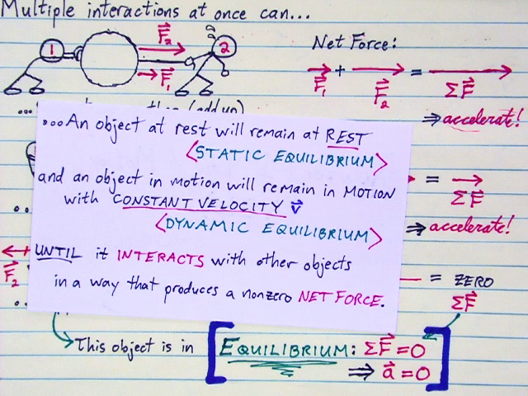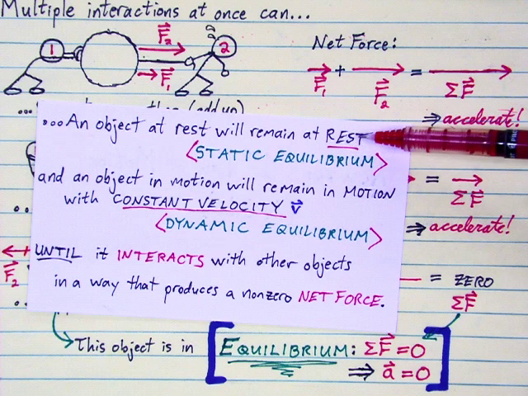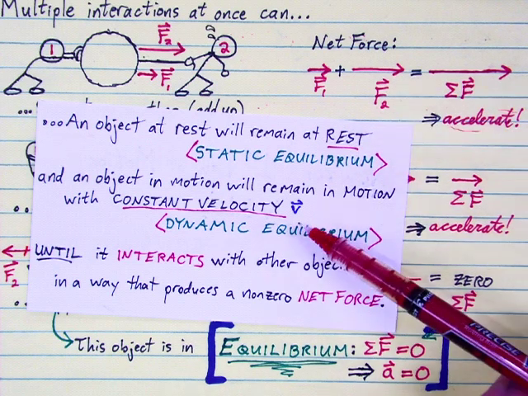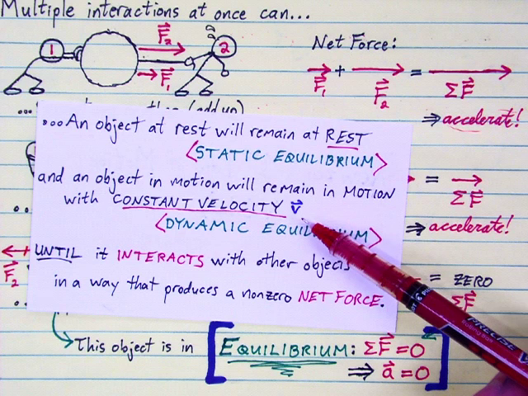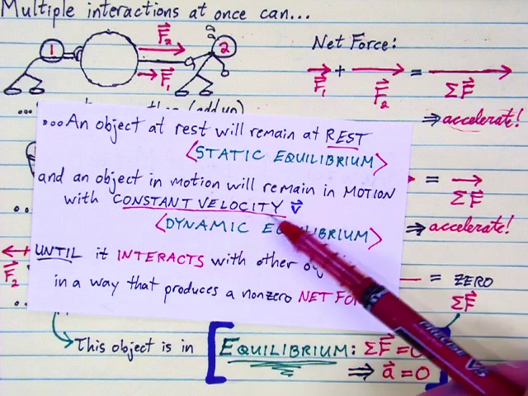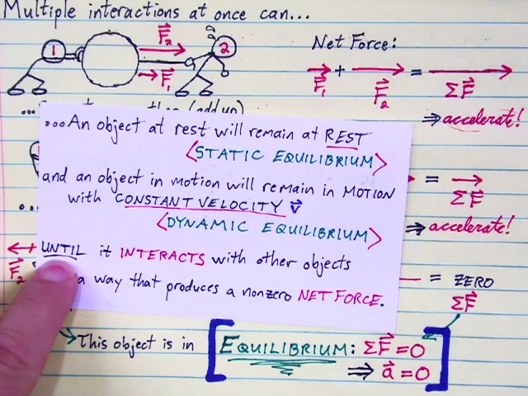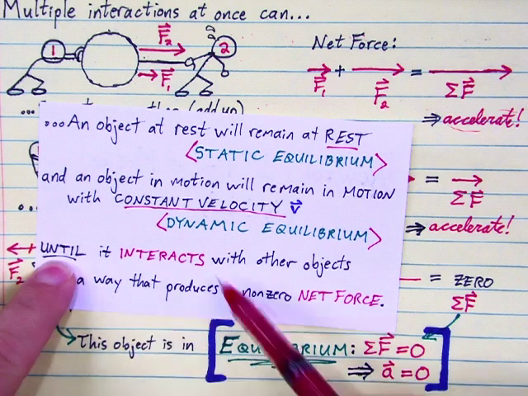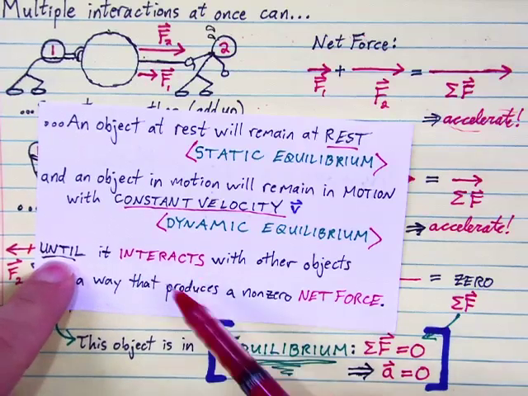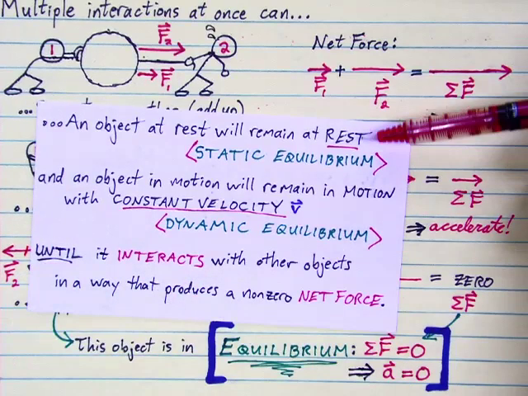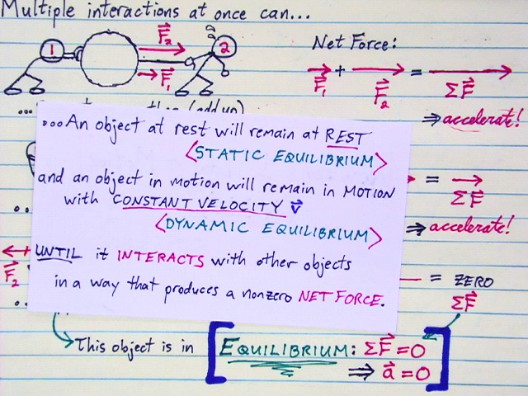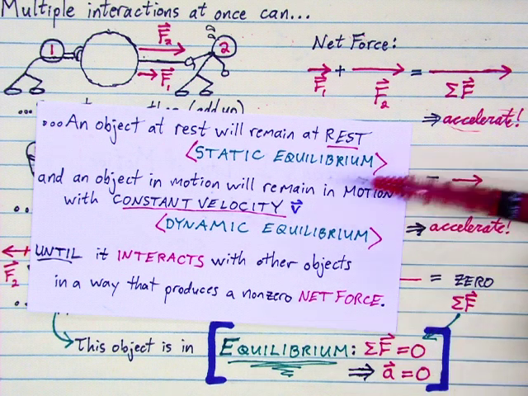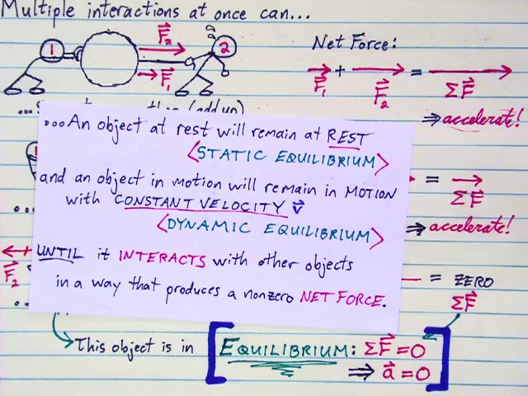So what we're establishing here is kind of the natural state of an object. An object will naturally stay at rest, or it'll naturally keep moving if it was already moving. It'll keep moving with a constant velocity unless you interfere with it. Unless some interaction changes what it's doing, the object will naturally stay at rest or naturally keep moving with constant velocity. We call that natural state equilibrium. Here are the two kinds.